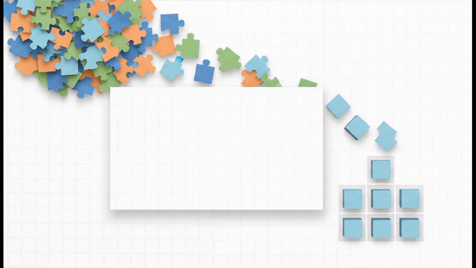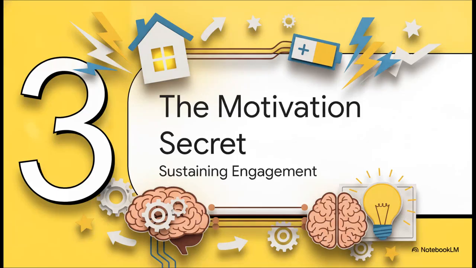By organizing this entire explainer into these nice digestible sections and clear concepts, we are actively applying the cognitivist strategy of chunking. We're deliberately helping your working memory process complex information so you don't get overwhelmed. Pretty cool, right? Which brings us to Section 3, the secret to motivation: sustaining engagement.